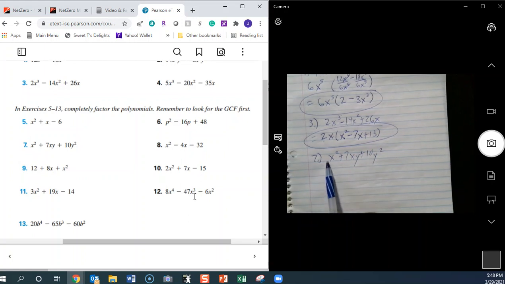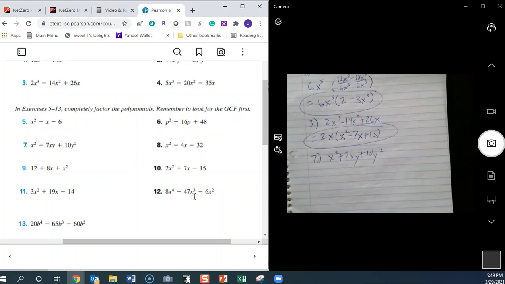Now, if you look here at the numbers, 1, 7, and 10, they don't have anything in common except for positive 1, and we don't need to factor out positive 1 here. X squared, X, and then no X. So all three of these do not have an X, so you can't factor out an X, and only 2 of them have a Y, so you cannot factor out a Y. So now, there's no GCF we can factor. However, we can do regular factoring here.